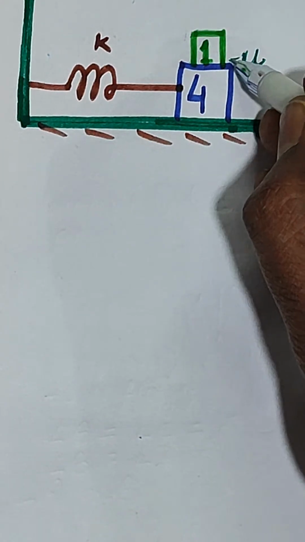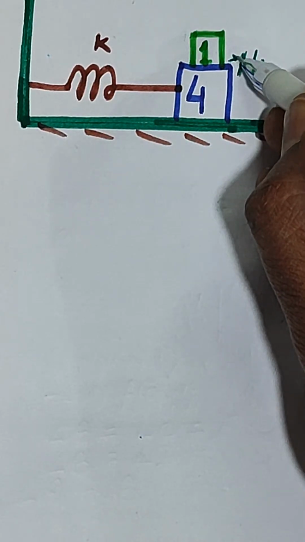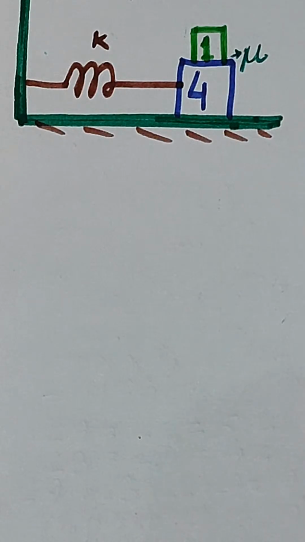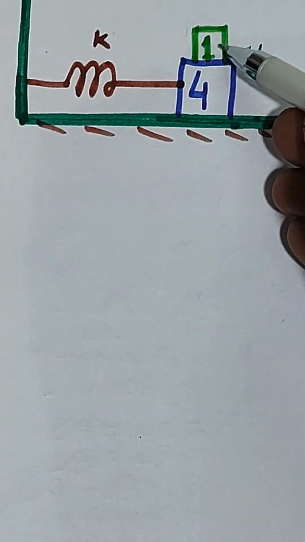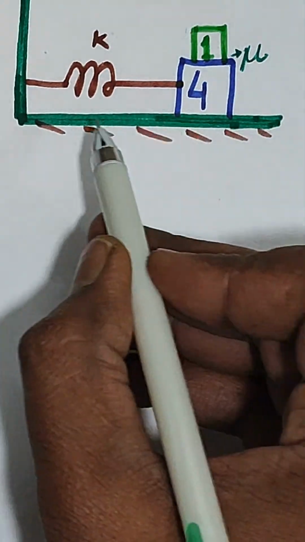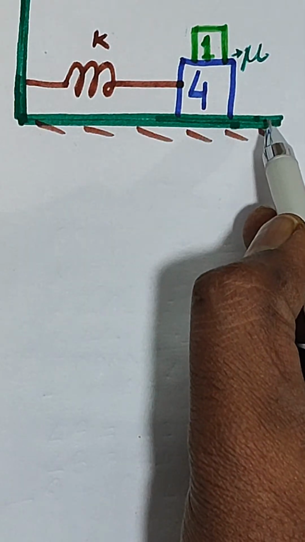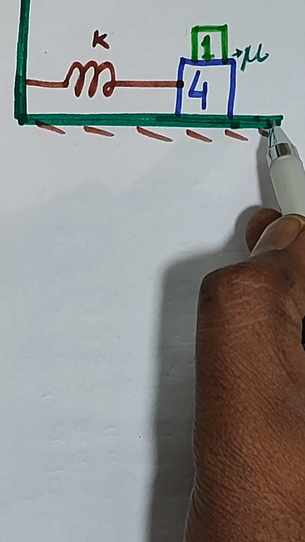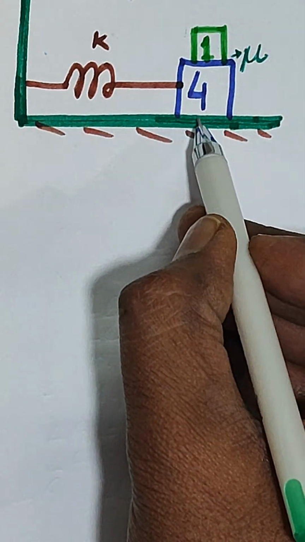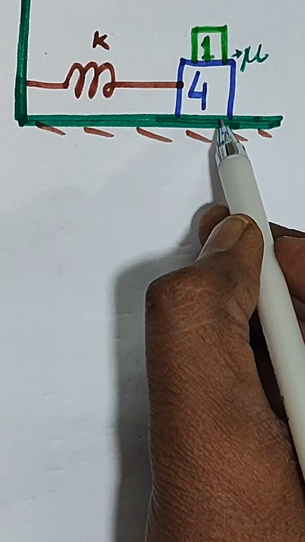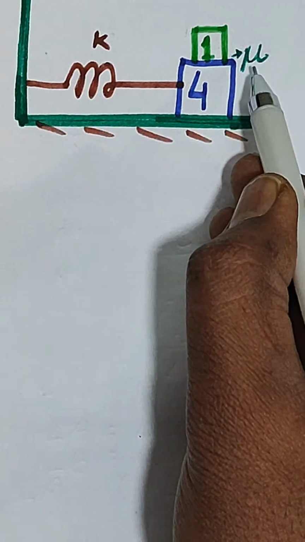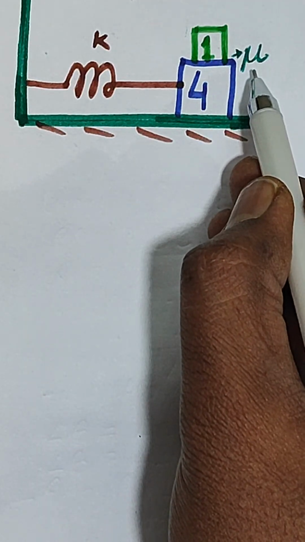Here it's mu. Now this is 1 kg mass, this is 4 kg mass. And the horizontal plane is considered as smooth. This plane is smooth, so there is no mu acting over here. Only between the two masses mu is acting over here.